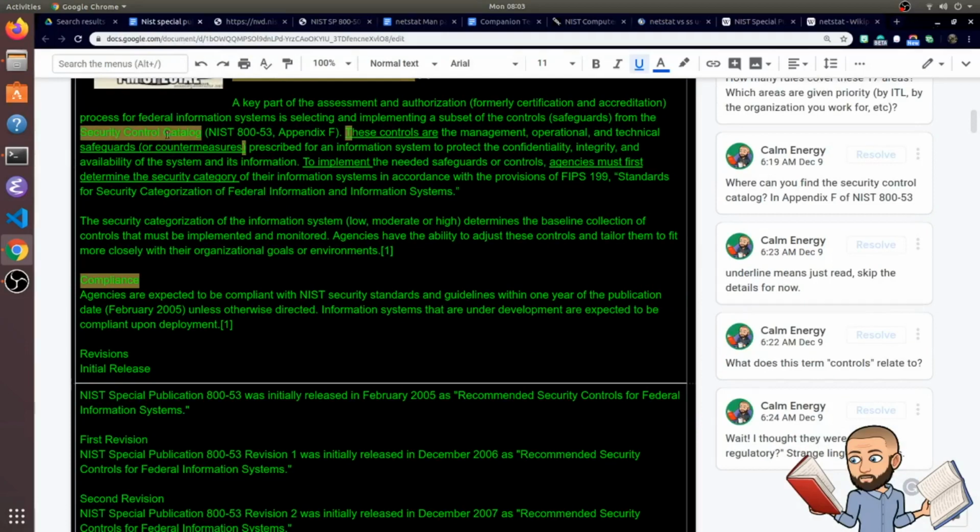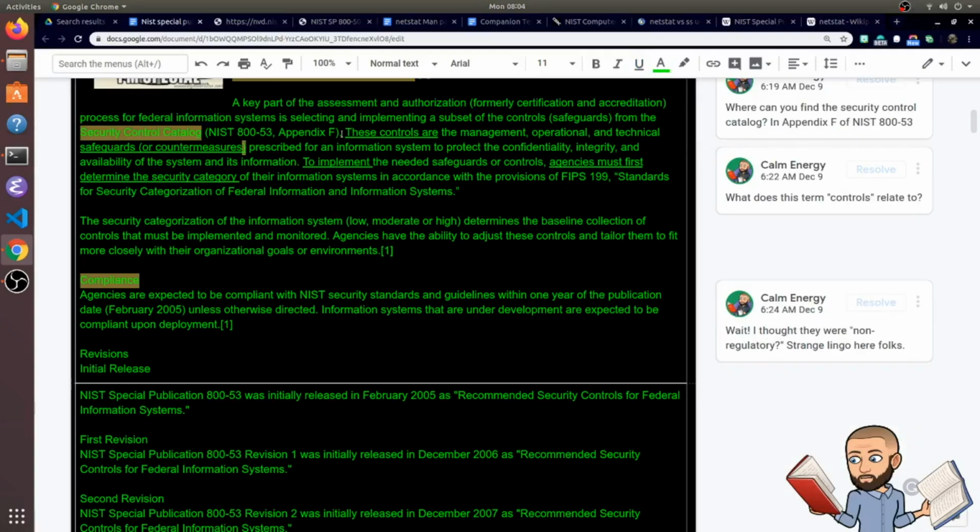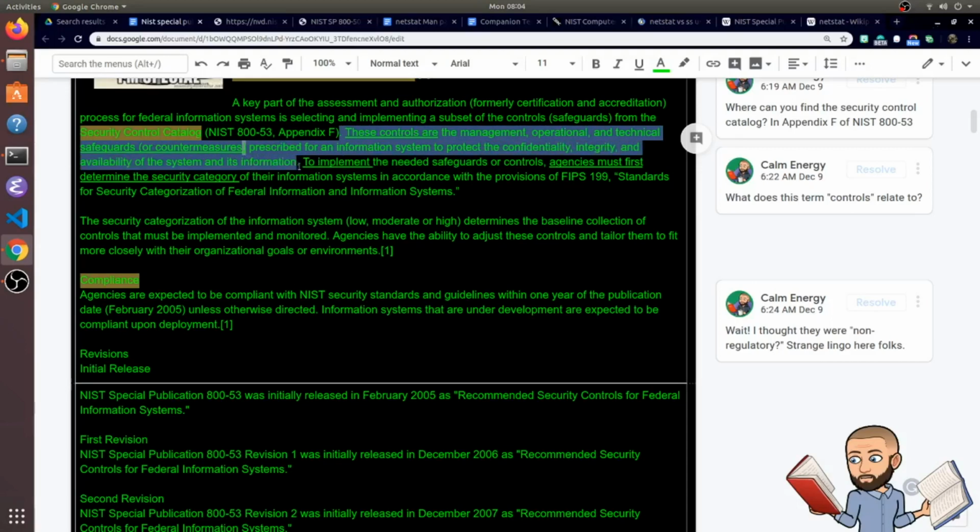So go to the security control catalog to implement those controls that will allow you to assess and allow officials to eventually authorize your information systems. This paragraph basically says what I just did by saying that these controls are the management, operational, and technical safeguards prescribed for the information system to protect confidentiality, integrity, and the availability of the system and its information.